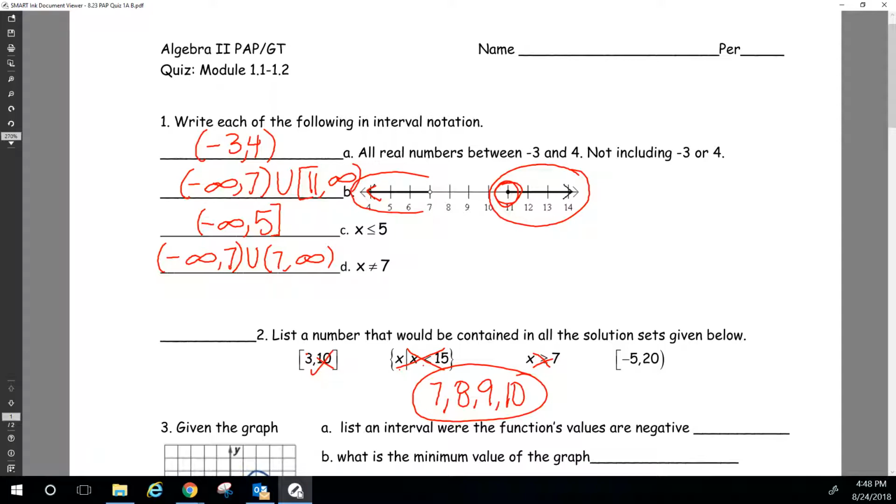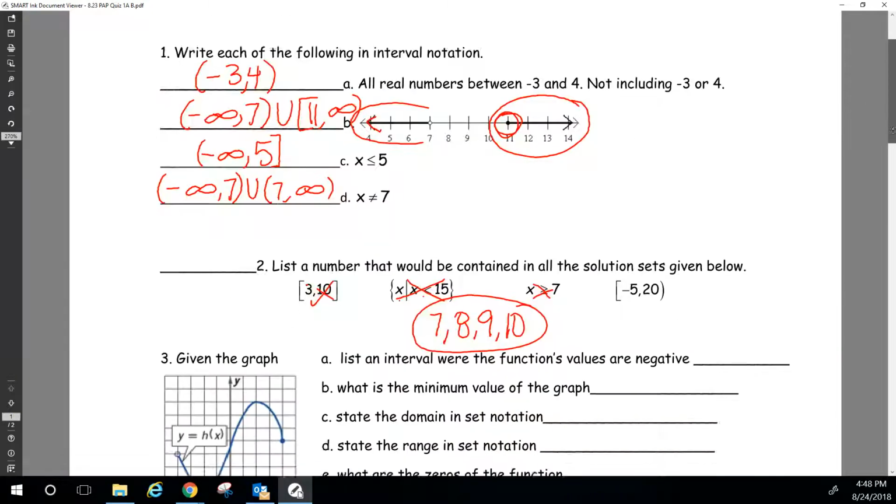So you could have given me any of these guys. You could have given me 7.1, 7.36. You could have given me a really crazy number, but I'm glad no one really did. I was looking for 7, 8, 9, or 10, and a lot of you got that.